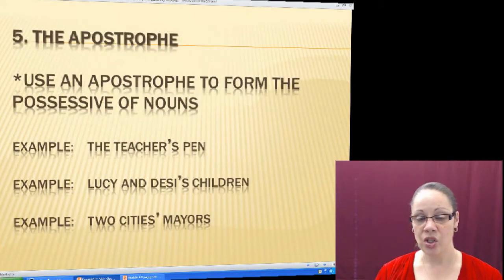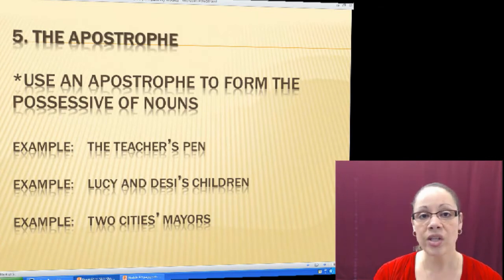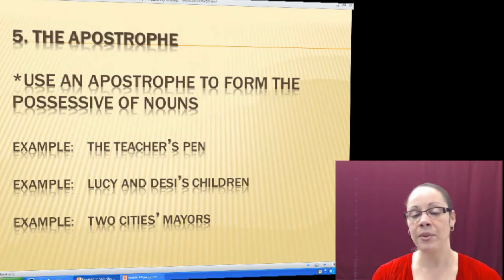Now I'm going to switch gears to our last internal punctuation mark, which is the apostrophe. You can use an apostrophe to form the possessive of nouns. And we talked about possessives of nouns in an earlier module, so this will be familiar to you, and make reference to the earlier modules for that. Our example here, the teacher's pen. Whose pen is it? It's the teacher's pen.